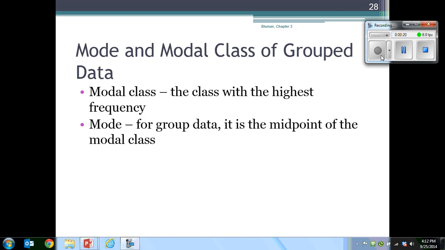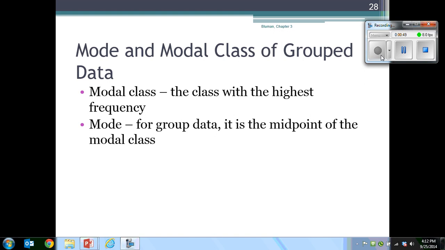You've already dealt with the mode, which is the one that appears most often, but you have not found it for grouped data. When we're dealing with grouped data, remember that's like a frequency distribution where you have class limits like between 1 and 5, 6 and 10. There is something called the modal class, which is pretty easy to find. You just find which class has the highest frequency, and that entire class is called the modal class.